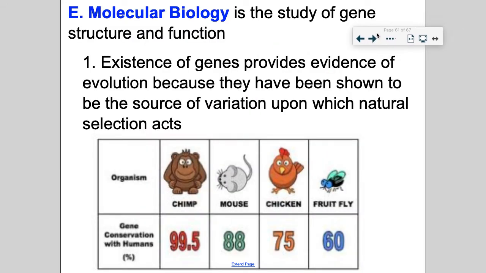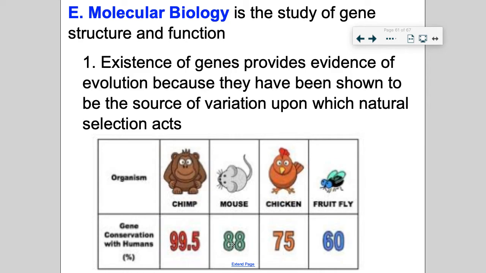All right, another piece of evidence for evolution is called molecular biology. This is where you study gene structure and function. So we analyze genomes or DNA sequences of organisms, and then we compare them to each other. When we compare chimp, mouse, chicken, and fruit fly to humans, you can see that we are very closely identical to the genome sequence of chimps. That just means that we shared a common ancestor at one point, where one split off and became the chimp, and one split off and became Homo sapiens or humans.